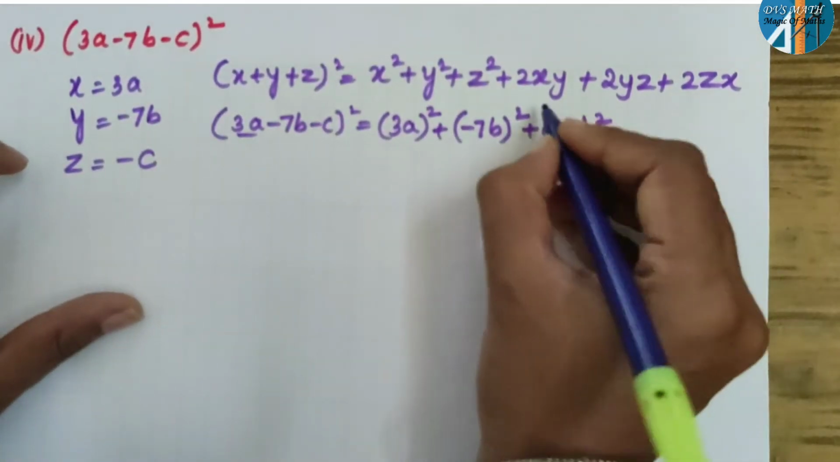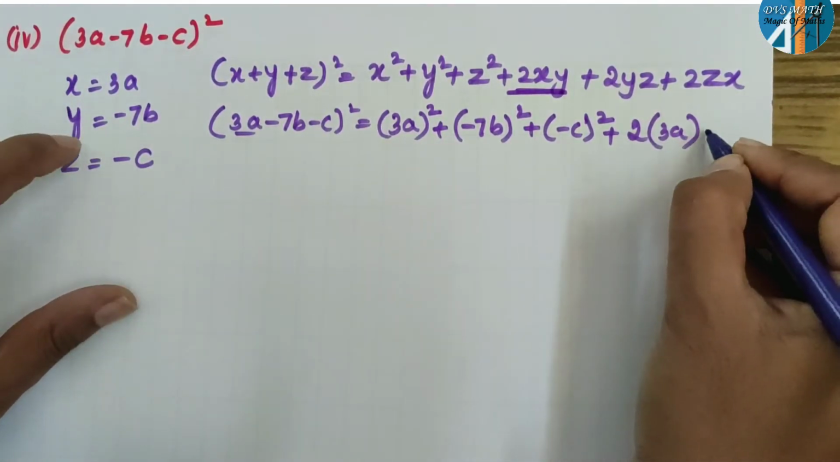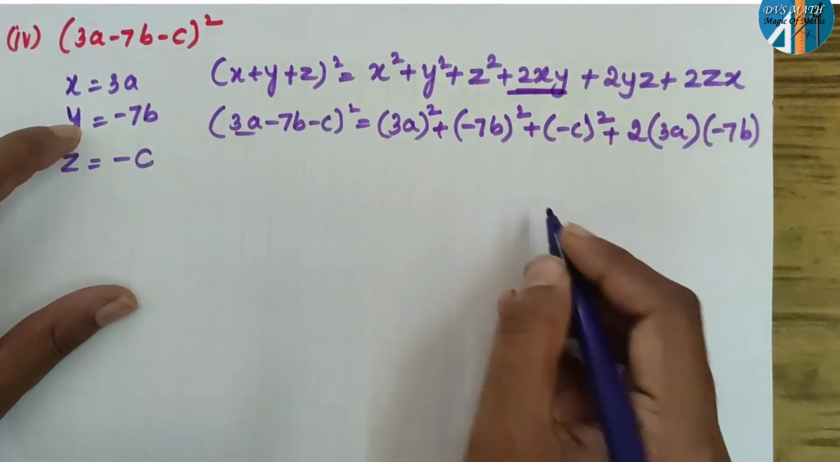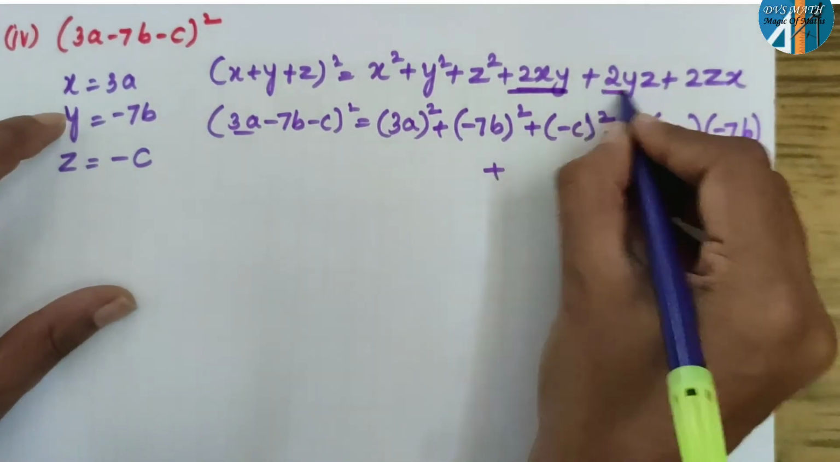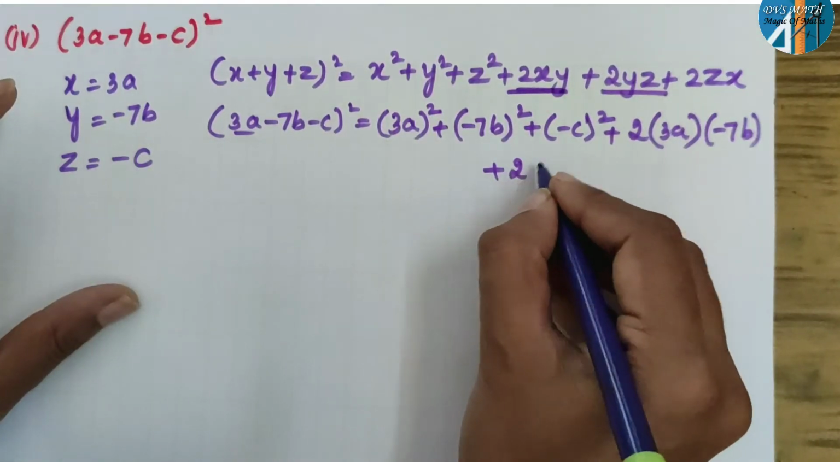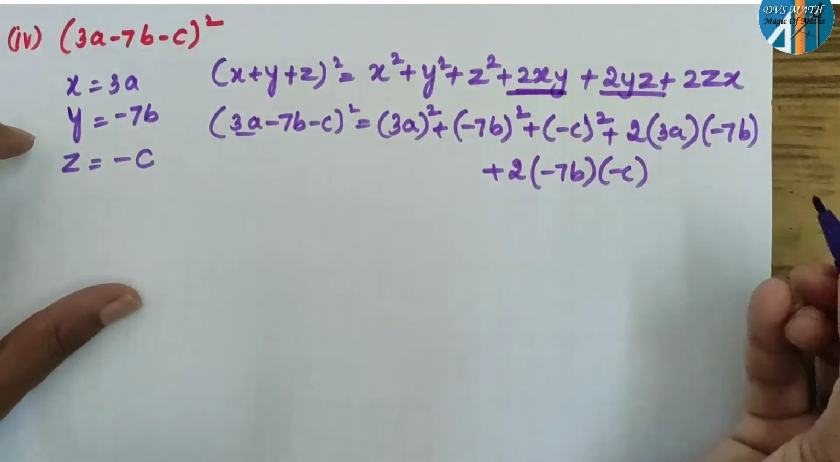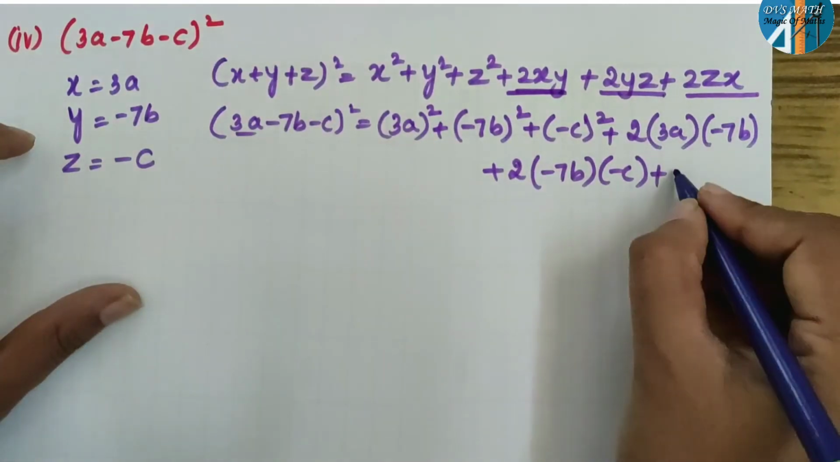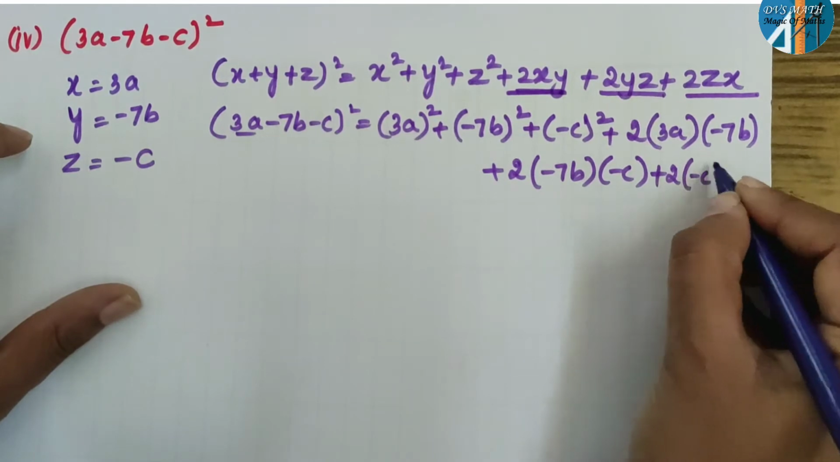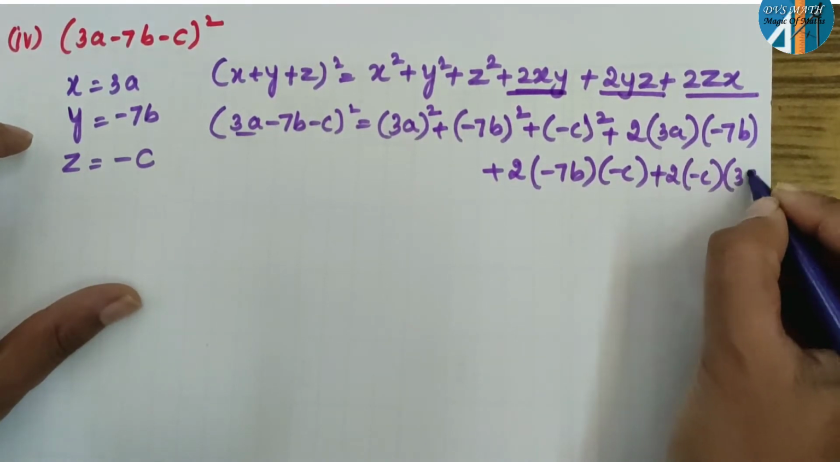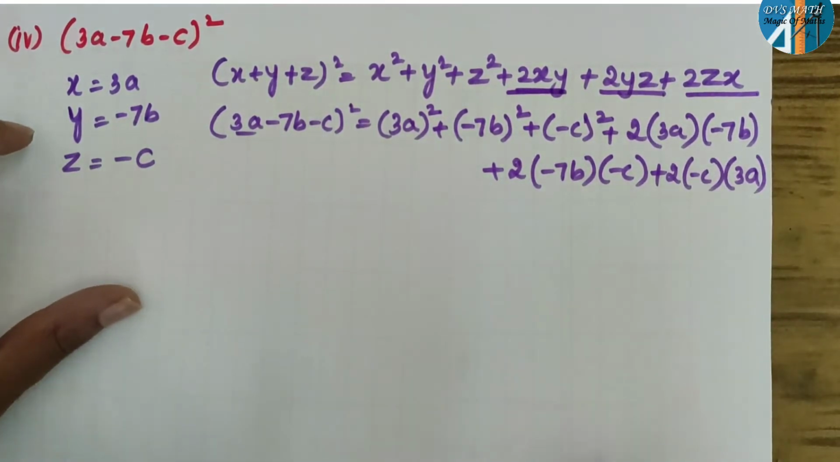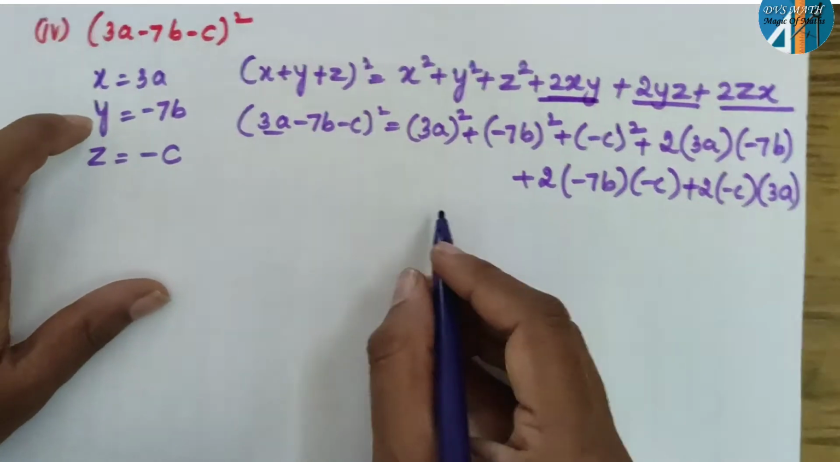Then plus 2xy. 2. What is x? 3a. What is y? Minus 7b. Then plus 2yz, 2. What is y? Minus 7b. What is z? Minus c. Plus 2zx, 2. What is z? Minus c. What is x? 3a. Okay, now let us multiply them.